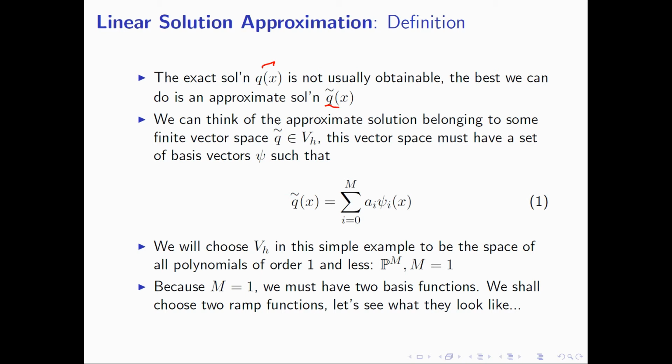We can think of the approximate solution as belonging to some finite vector space. So this vector space must have a set of basis functions or basis vectors that we'll call psi. So in other words, our approximation will be some linear combination of these. So we can see here, here's our approximation, and it's some sum of a coefficient times our basis function.